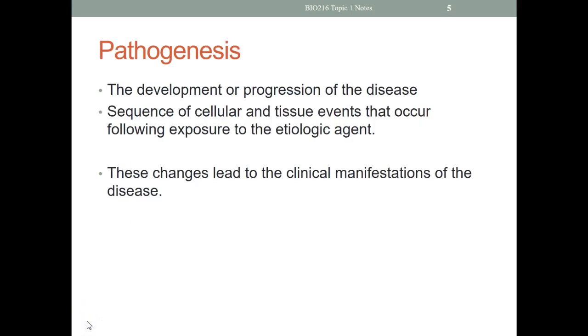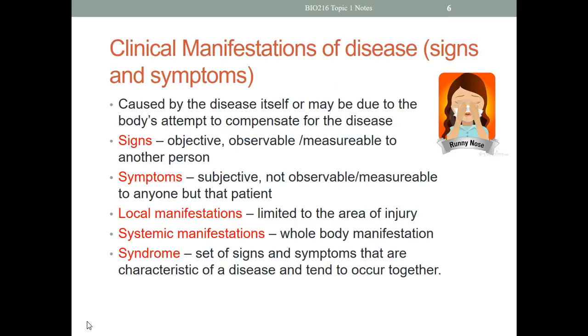Pathogenesis refers to the development or progression of the disease. This describes a sequence of cellular and tissue changes that occur following exposure to the etiologic agent. Ultimately, these cellular and tissue changes are going to lead to the clinical manifestations of the disease. So clinical manifestations means the signs and symptoms.